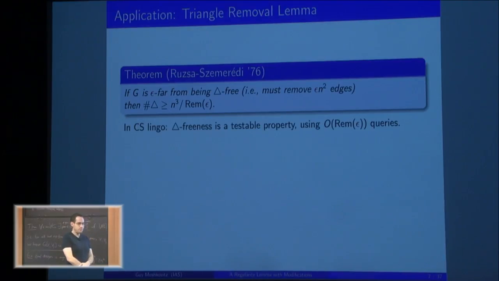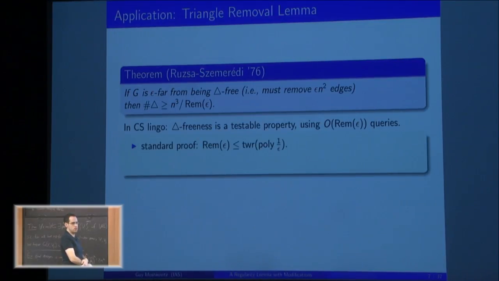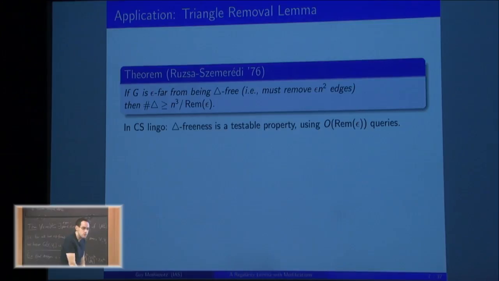So simply repeat this random process, choose triples of vertices and check whether they span a triangle, Rem of epsilon times 10 times. And that will guarantee that with probability 99% you are going to witness a triangle if indeed there are many triangles, or if indeed the graph is far from satisfying triangle-freeness. The amazing thing is that it doesn't even depend on the size of the graph. Sorry? It doesn't depend on the size. Yeah, of course.